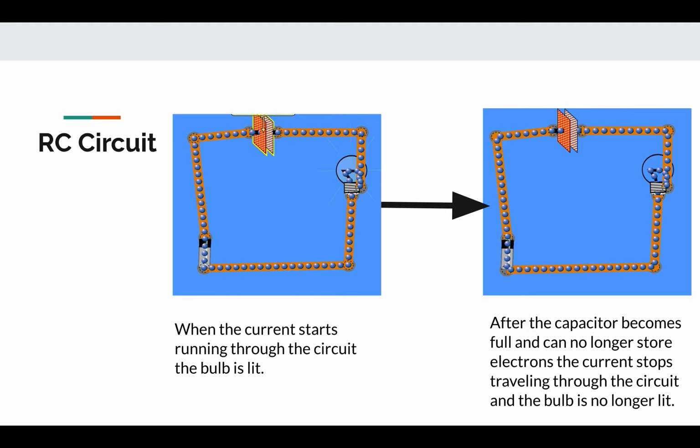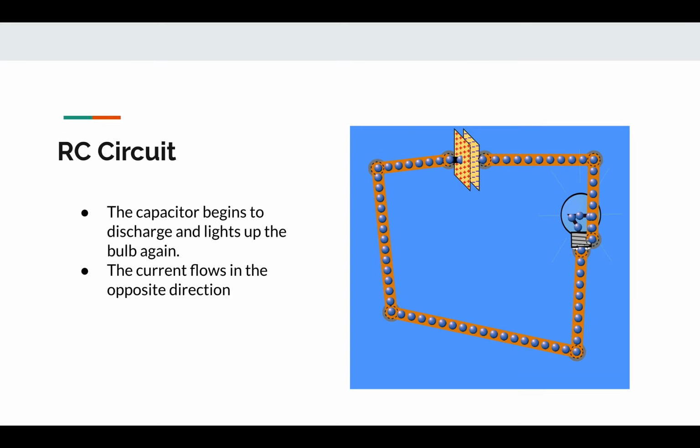When the current starts running through the circuit, the bulb is lit. After the capacitor becomes full and can no longer store electrons, the current actually stops traveling through the circuit and the bulb is no longer lit. Next, the capacitor is connected directly to a 10 ohm battery, and we find that the capacitor begins to discharge and lights up the bulb again. So when you removed the battery from the circuit, the current flows in the opposite direction.